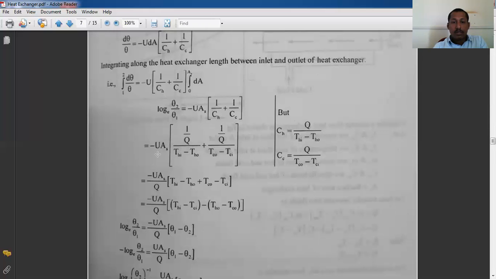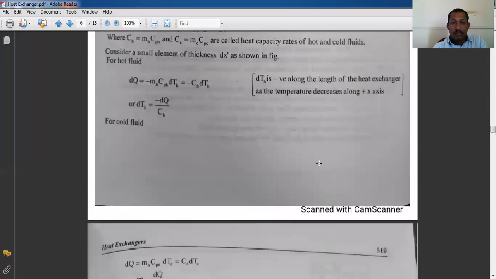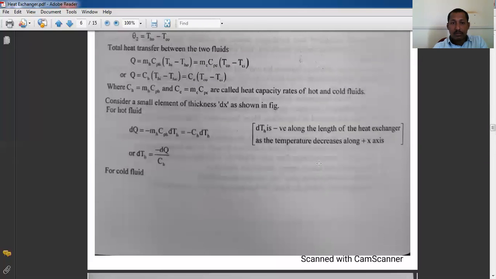So similarly, you have to substitute the value. Log theta 2 by theta 1 is equal to minus U As into the bracket. So you will know that Ch is equal to Q by Thi minus Th naught, Cc is equal to Q divided by Tc naught minus Tci, as we have derived on the upper side. So now here, you can see, here we have derived initially these equations.